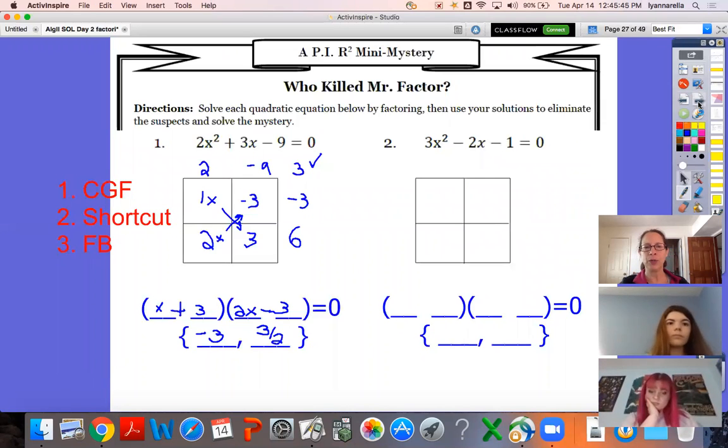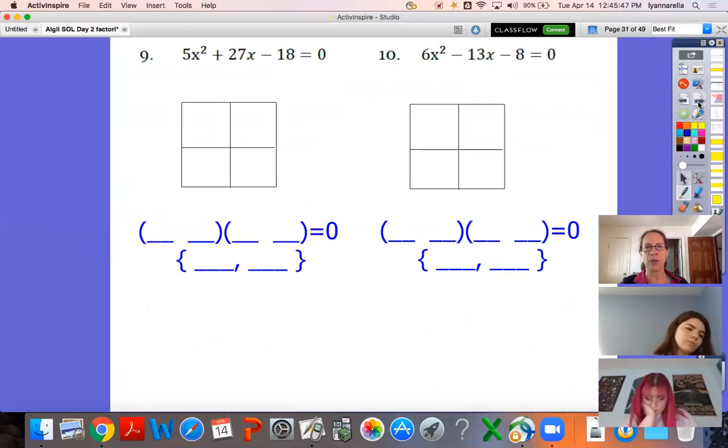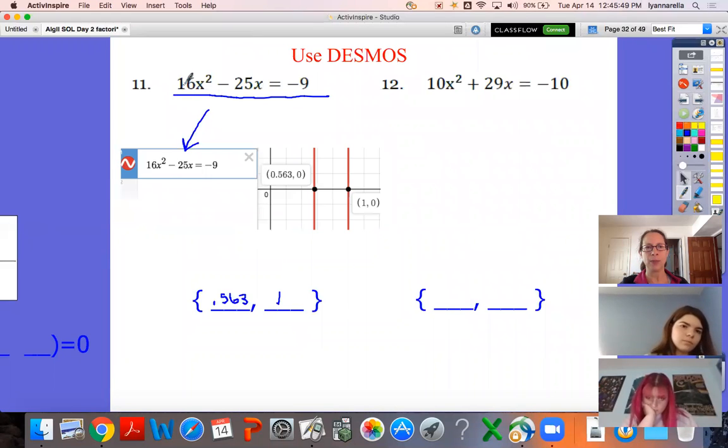All right, so that's how I do it with a factor box. I'm going to do one with Desmos. So I went to Desmos and I typed this in exactly in my Desmos. And it crossed the x-axis at 0.563 and 1. Well, 0.563 is a rounded number. They don't always give you the exact answer here. They take it to 3 decimals. So I need to go back to that worksheet and find the closest to a 0.563 and a 1.